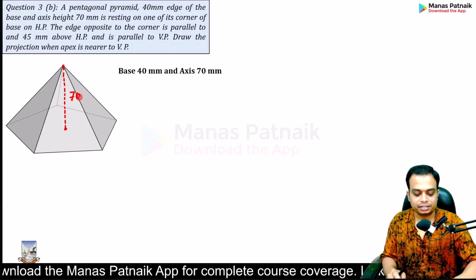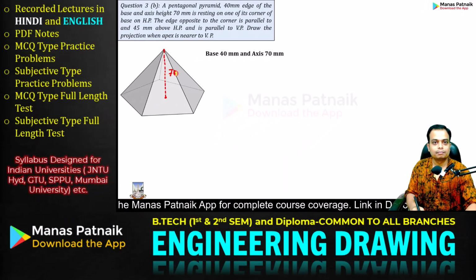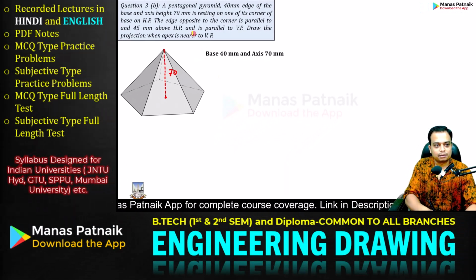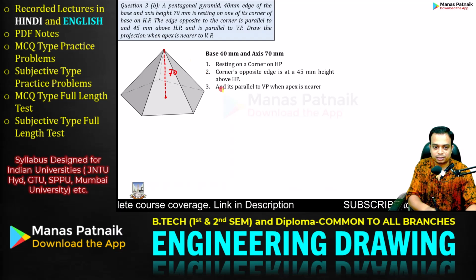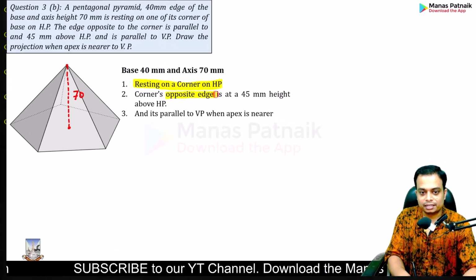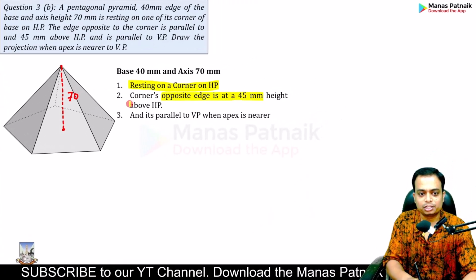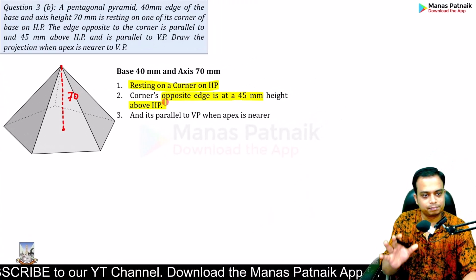Secondly, there are plenty of conditions which have been given. Let me discuss them one by one. First of all, the condition is resting on one of the corners of base on HP. That is the first condition. Resting on a corner on HP. The edge opposite to this corner, the opposite edge of the corner, is at a height of 45 mm. Also, it is parallel to HP.